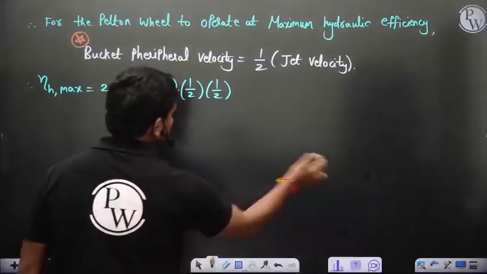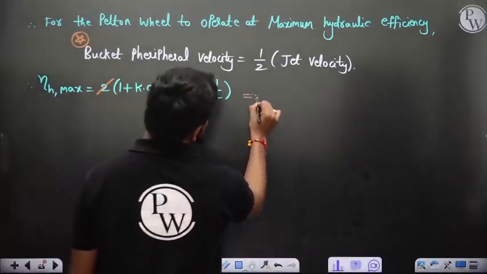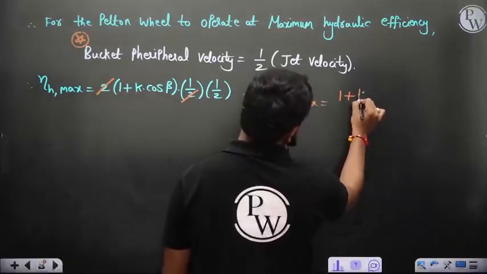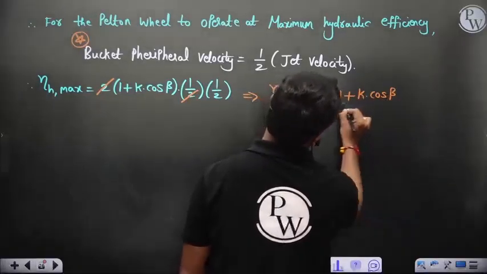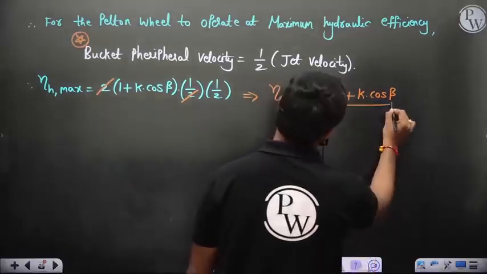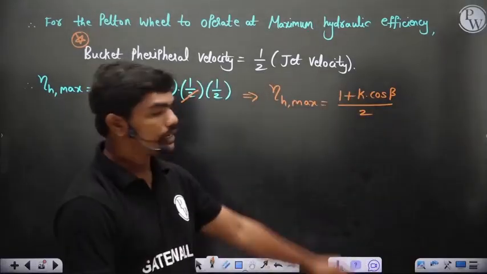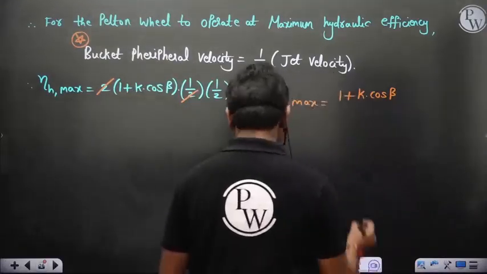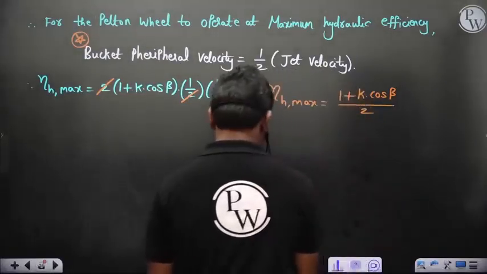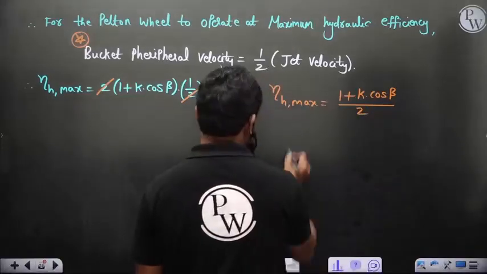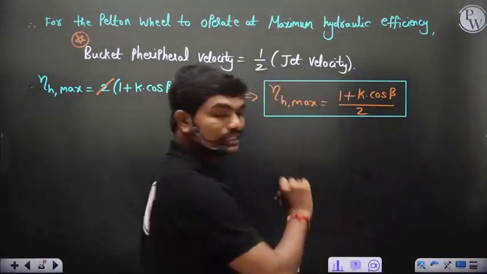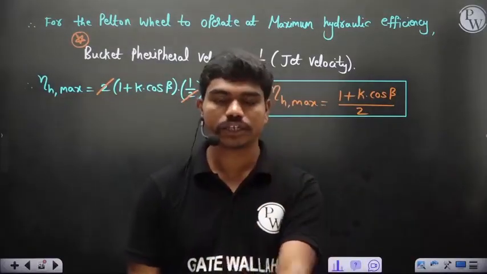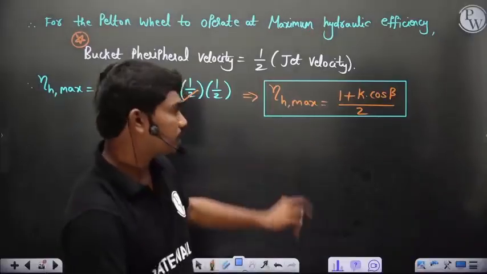So then ultimately these two things cancel up, and you have eta h max is equal to 1 plus k cos beta by 2. And normally if k is 1, generally if they don't tell you any friction and if they don't give you k, it's like 1 plus cos beta by 2 directly. Okay, that's all. So these things you might have learnt in some different way, but you can see the constitutive logic behind building all these things. Okay, so 1 plus k cos beta by 2.